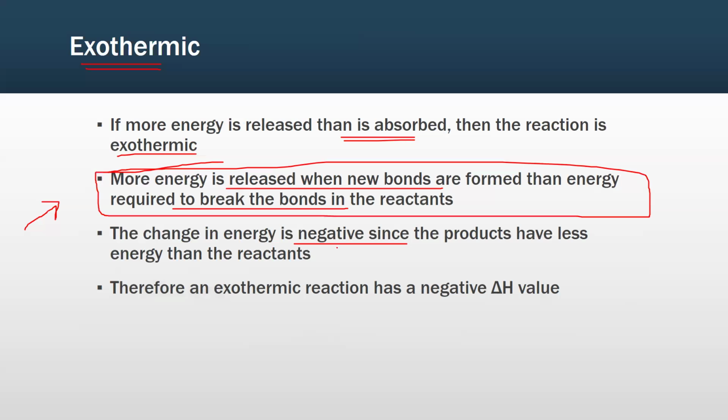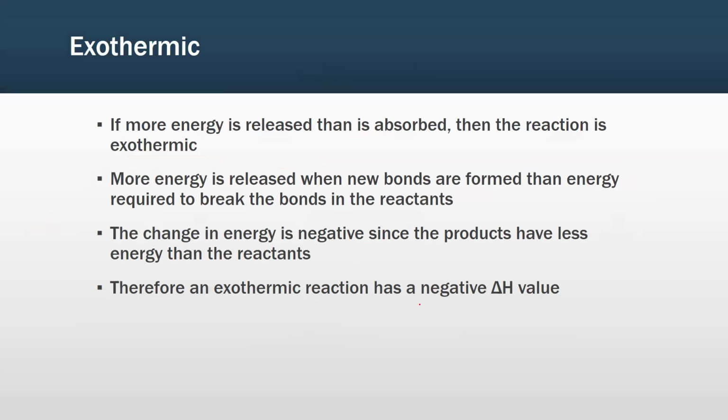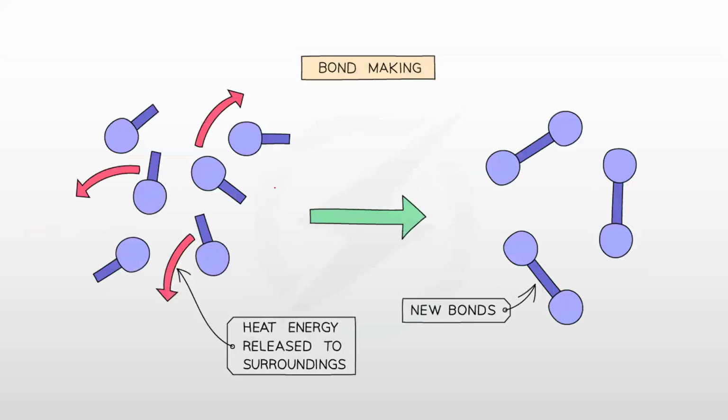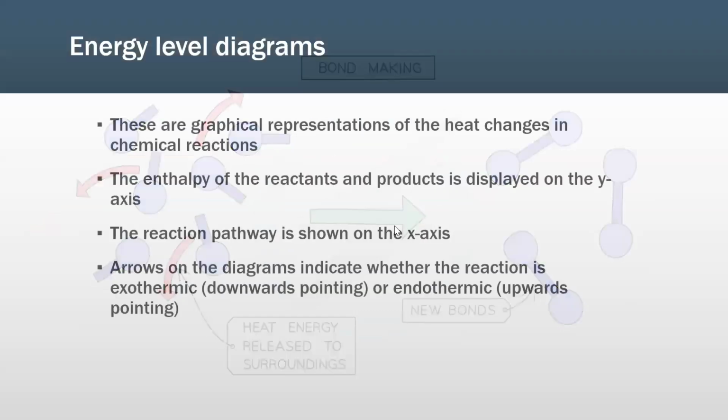So the change in energy in exothermic would be negative since the products have less energy than the reactants. Exothermic reaction would have a negative enthalpy change value. Here you can see that the reactants which were broken down are now undergoing bond making and they are converting into products.